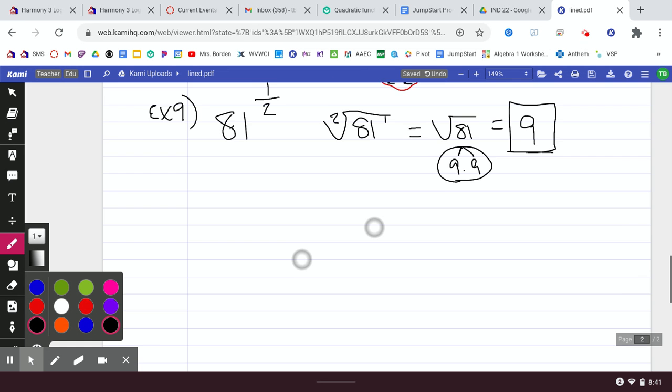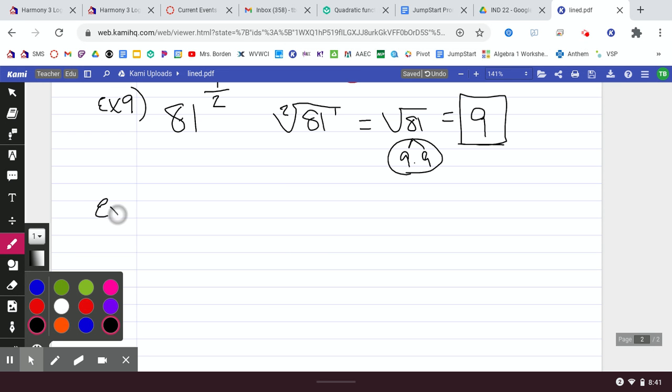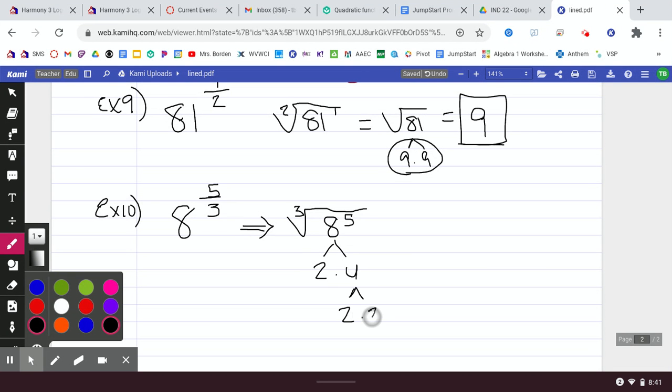All right, we'll do one more and then we will be done. So we have 8 raised to the 5/3 power. All right? Yes, 8 raised to the 5/3 power. So the first thing we're going to do is put this in radical form. Our base is 8, our exponent is 5, and our root is 3. Then we are going to factor 8, and it is 2 and 4, 2 and 2. And our root is 3.